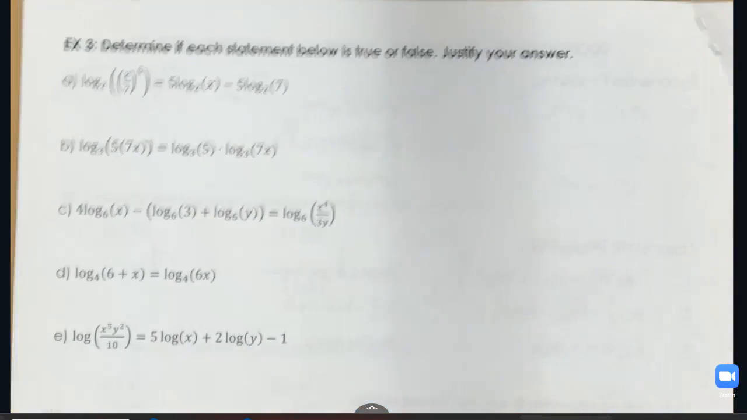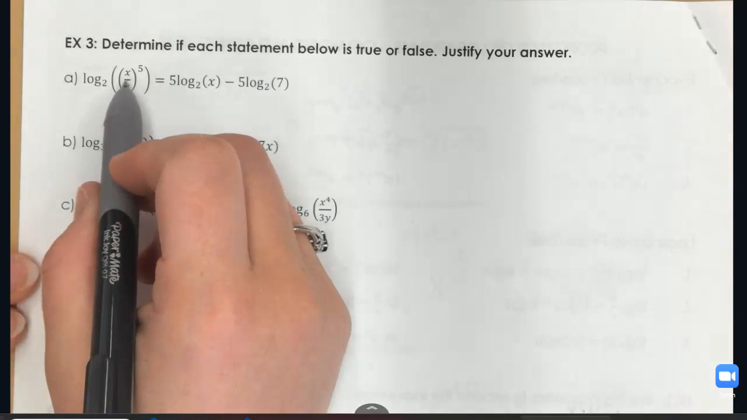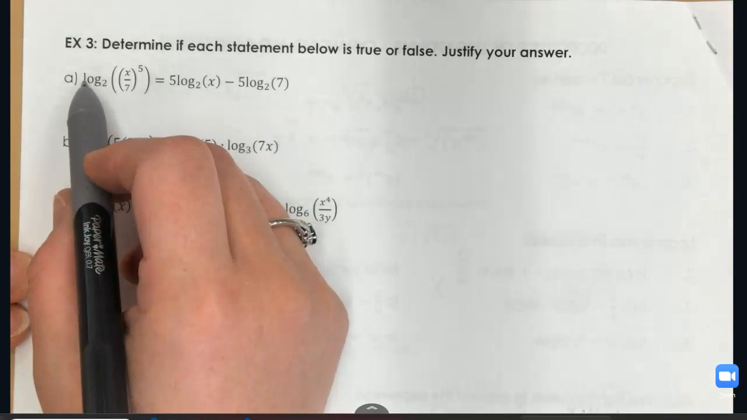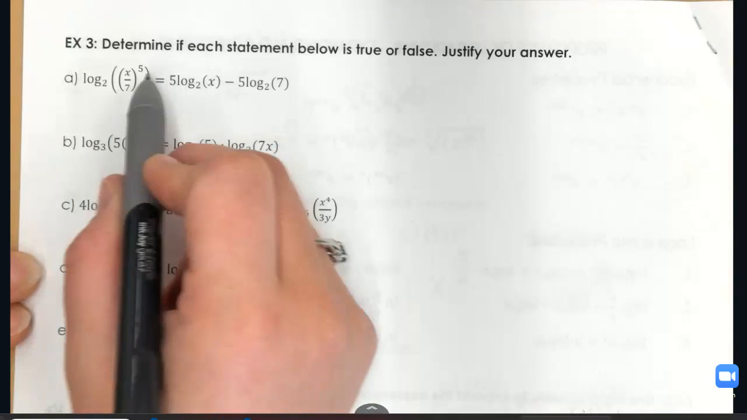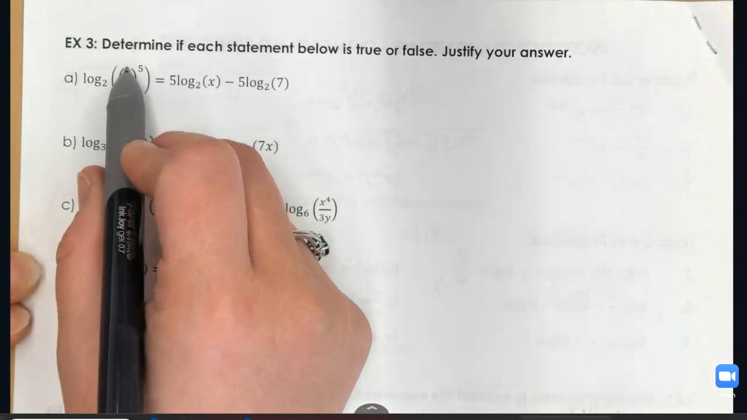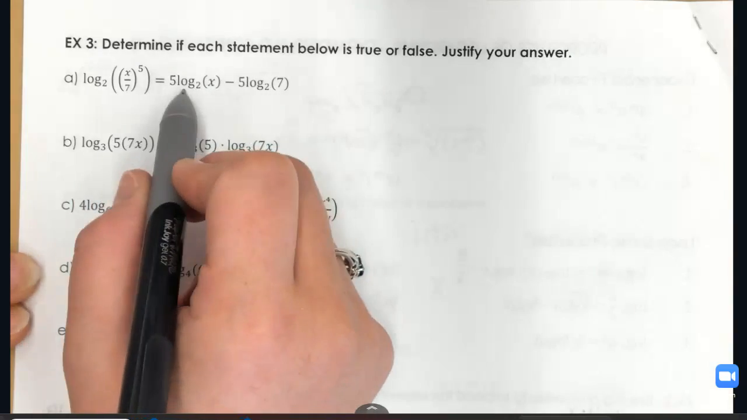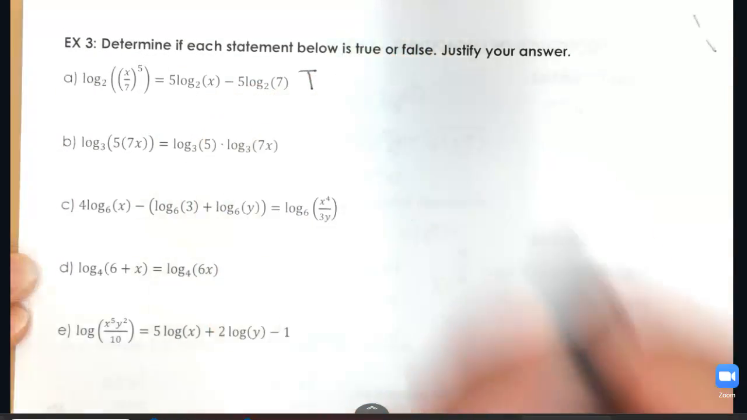We're now going to move on to the last part, or last page. The first part of this page, we are looking to see if these log properties were used correctly. Did we expand or condense properly? So starting with A, if this was to the 5th power, that means I would need a 5 on both of them, which is correct because I have a power of a product or of a quotient here. And then because they were being divided, I could split that up into subtraction. So this one was done accurately.